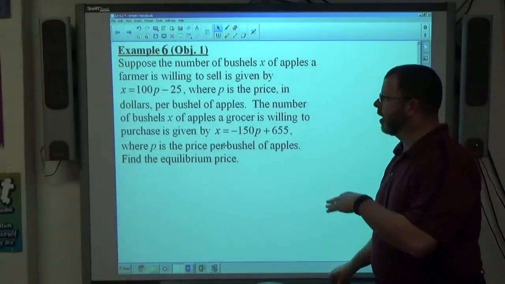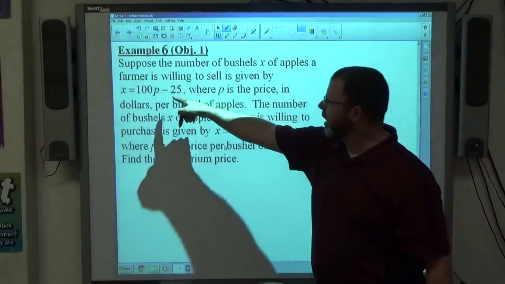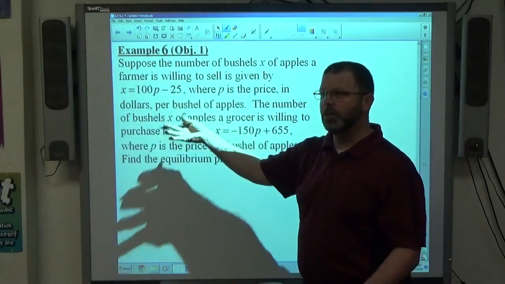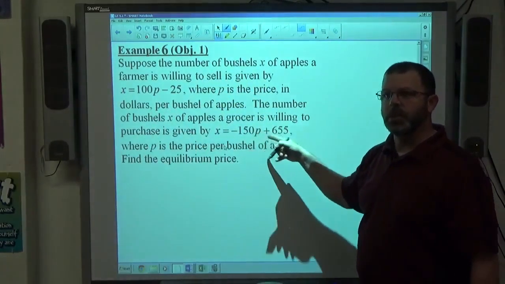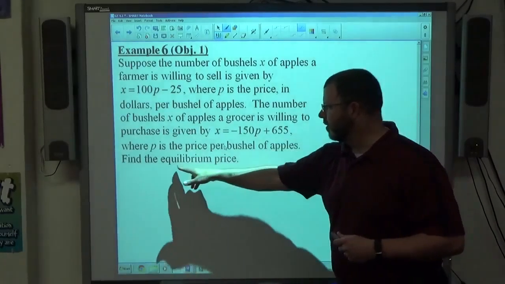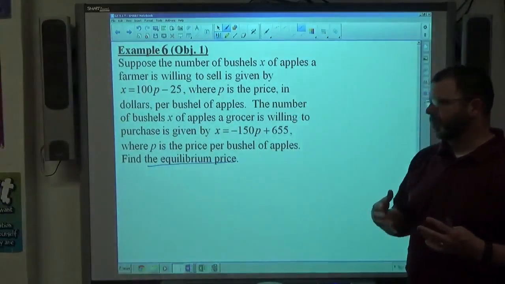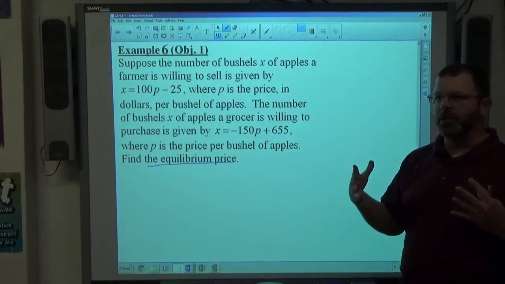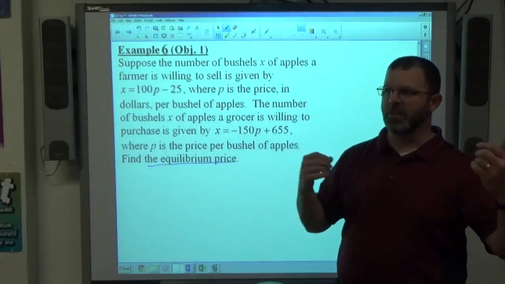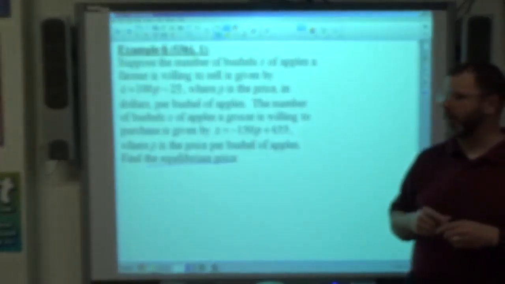You may have heard of the law of supply and demand. That's kind of what's going on here. This is the supply right here. That's what the farmer is supplying to the grocer. This is demand. This is what the grocer is demanding. And there's an equilibrium price. So, in other words, there's that magical price where the seller is going to use up his resources and the grocer is going to get what he wants and all that stuff.